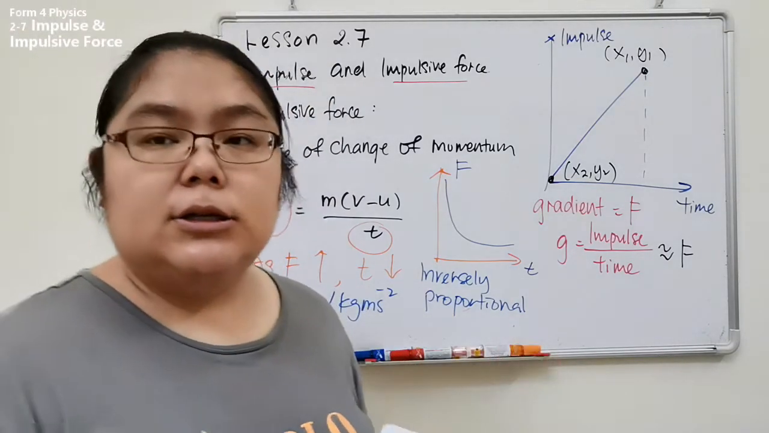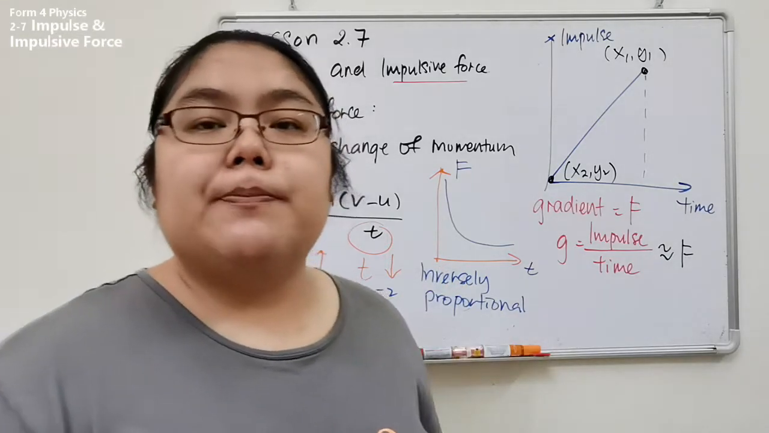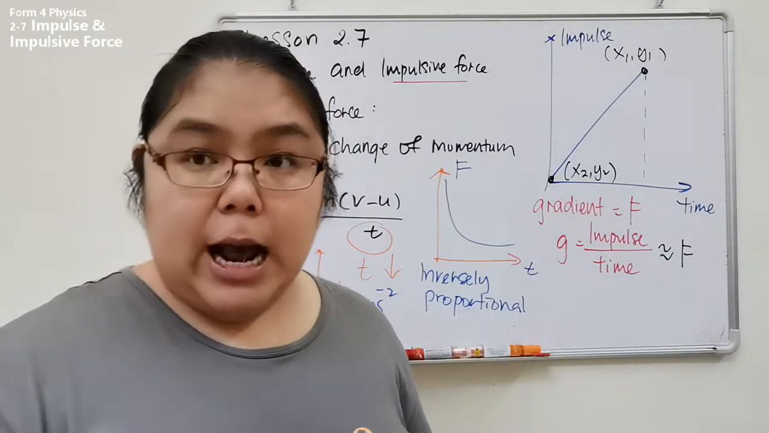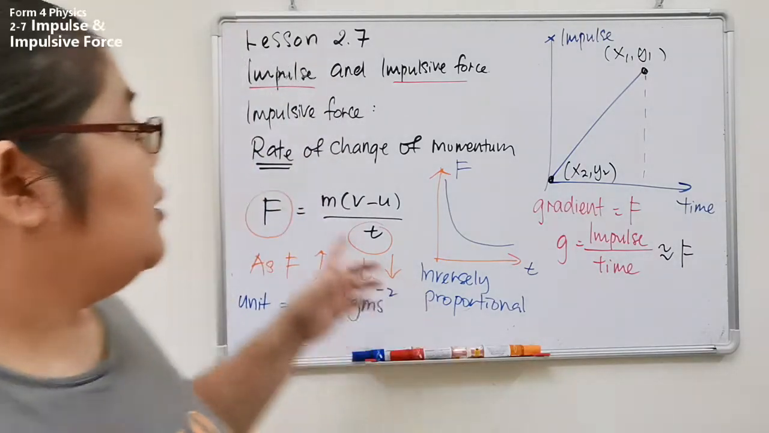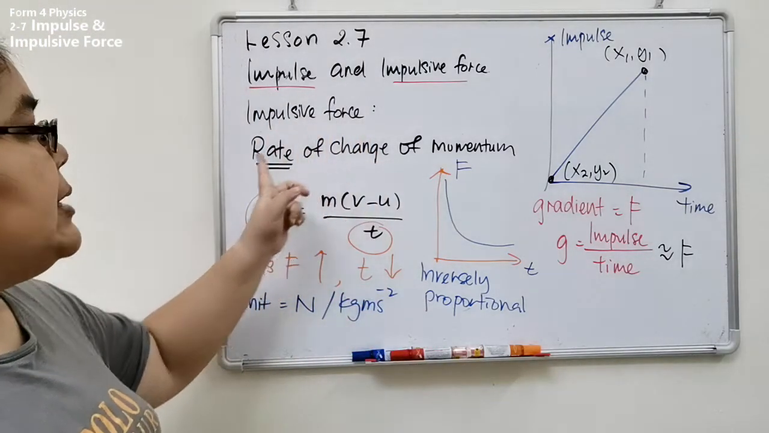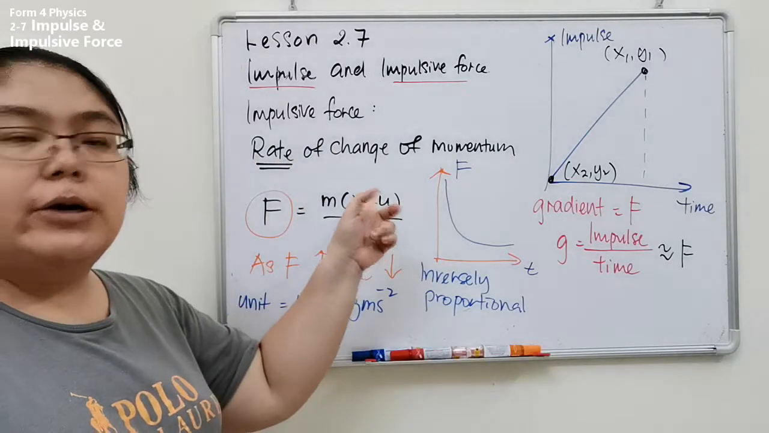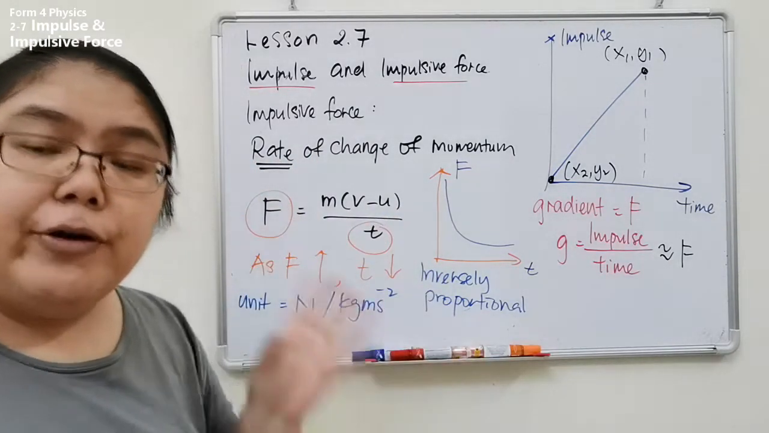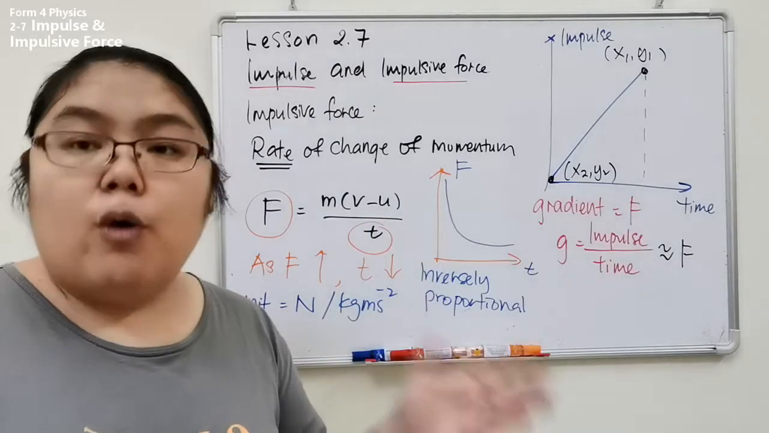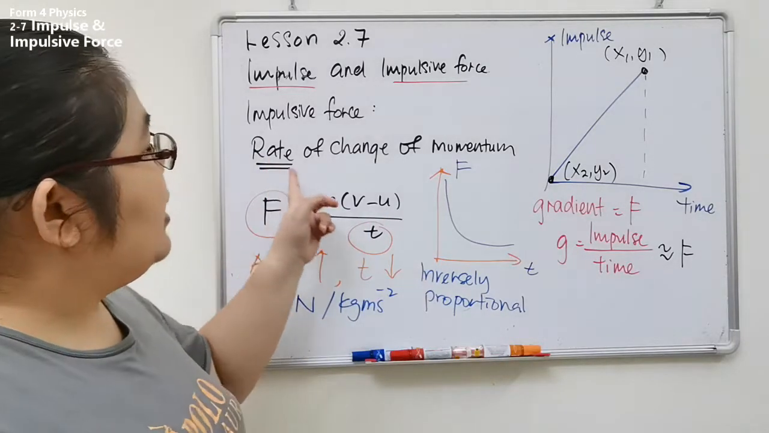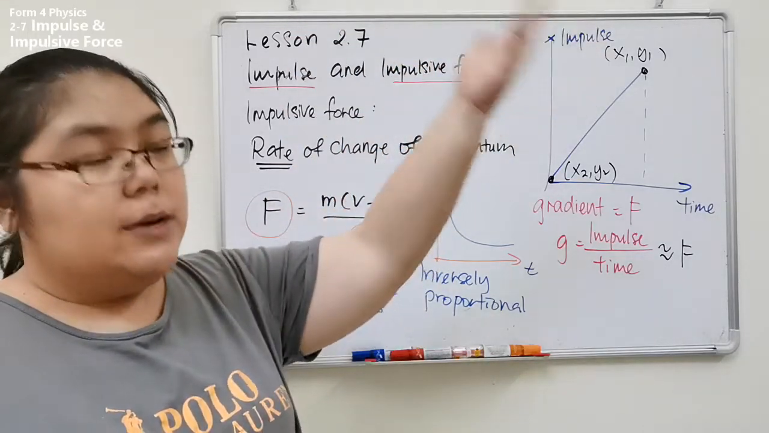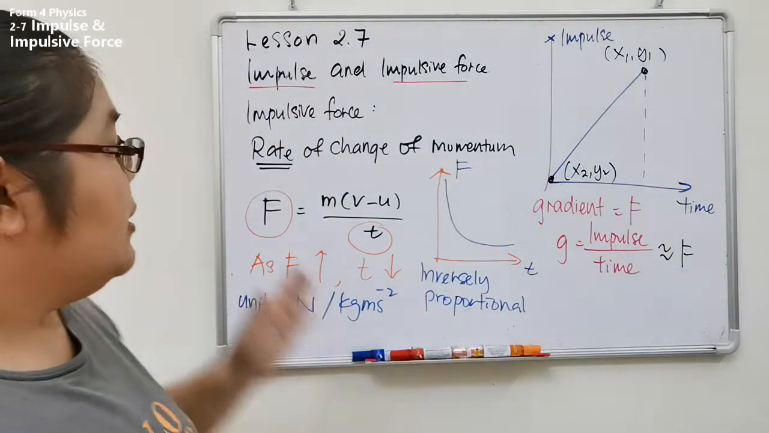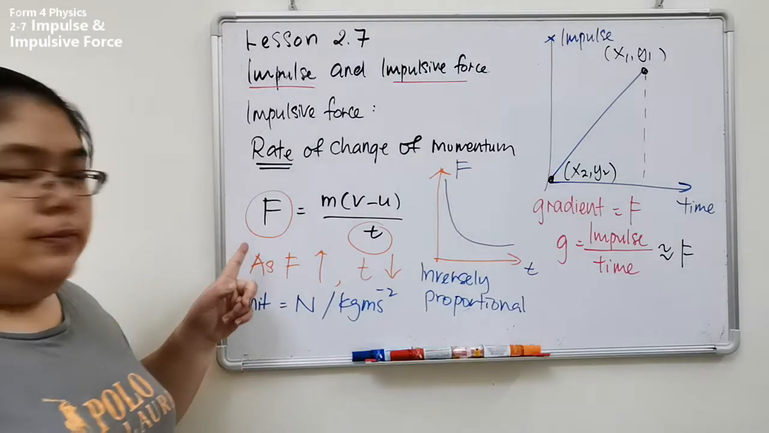Now we're going to see the definition. Impulsive force is related to time, so sure the definition must mention the time. Let's see here. Impulsive force is the rate of change. Remember the word rate of means the formula must be over the time. So from here we get rate of change of momentum. So my momentum is at the top, then the bottom sure is the time taken. Now the formula becomes like this.